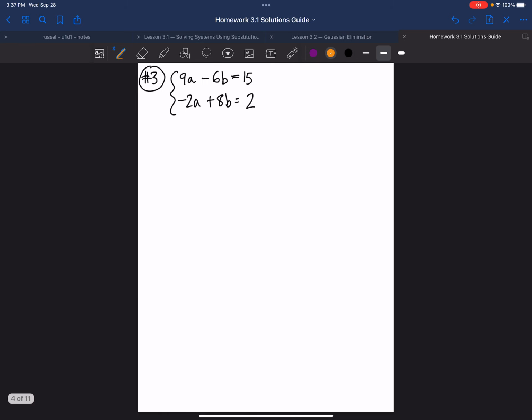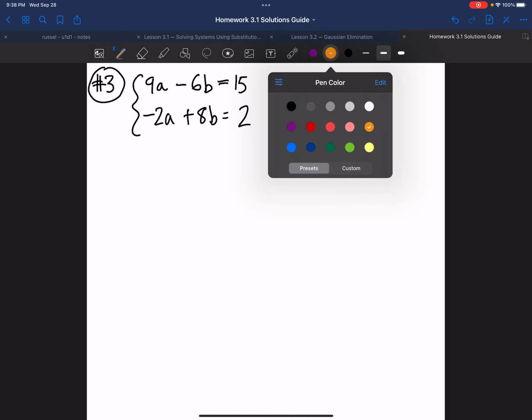All right, next one. I've got substitution yet again. So let's do this. I've got 9a, 6b, -2a, 8b. Look, when you take a look at these and you choose just something to solve for, think a few steps ahead. All right, think ahead. Don't just pick something at random. Think what's going to be easiest to solve for, right?